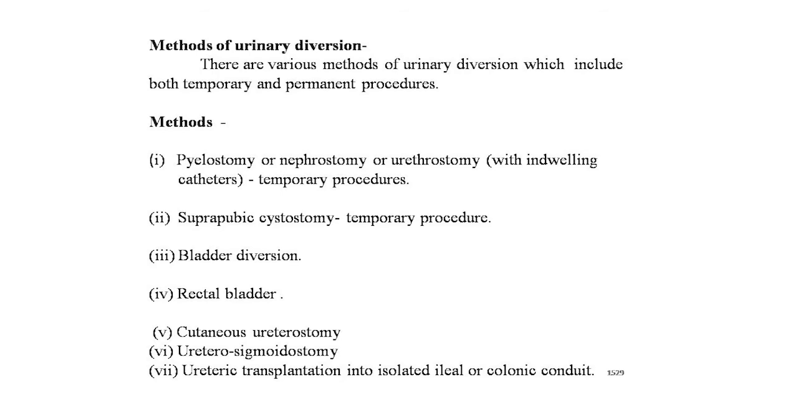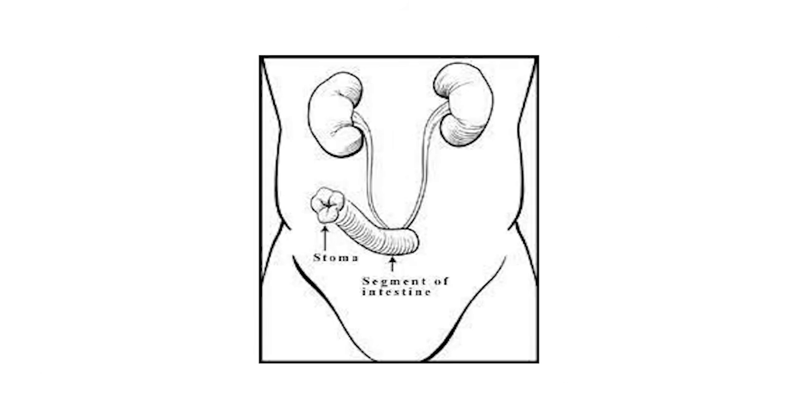Now the methods of urinary diversion. There are various methods, which include both temporary and permanent procedures. The type of operation to be used in particular cases should be judged according to its merit. The methods are pyelostomy, nephrostomy or ureterostomy with indwelling catheters, which are temporary procedures. Suprapubic cystostomy is also a temporary procedure. Then bladder diversion, rectal bladder, cutaneous ureterostomy, uretero-sigmoidostomy, and ureteric transplantation into an isolated ileal or colonic conduit. Here is the image, you can see the stoma, the segment of intestine, ileal conduit.